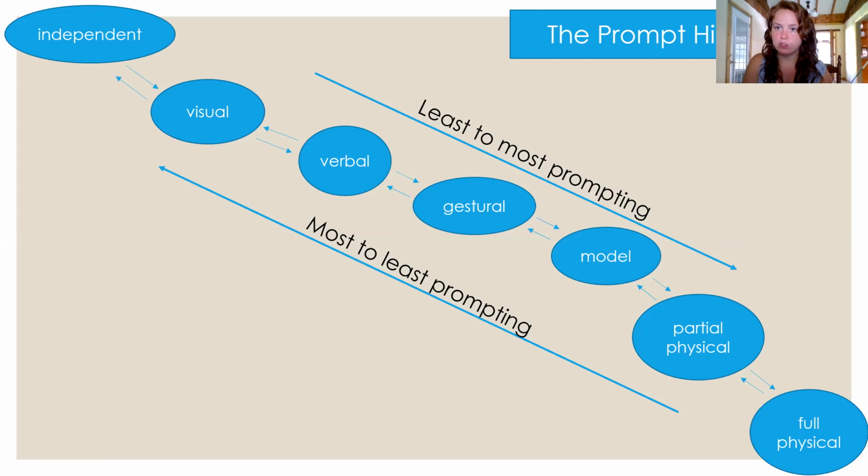The next less intrusive prompt after a partial physical will be a model prompt. This is exactly what it sounds like. You're just going to be modeling or demonstrating the skill for the learner. So in the case of waving, you would say wave while you demonstrated the wave, and then they would engage in the response. If you were going through the wash hands example, you would physically model yourself washing hands to show them exactly what you want them to do.